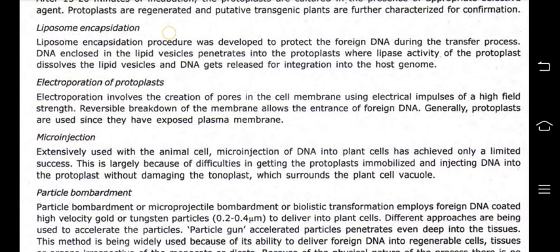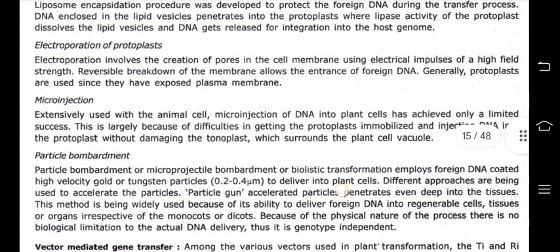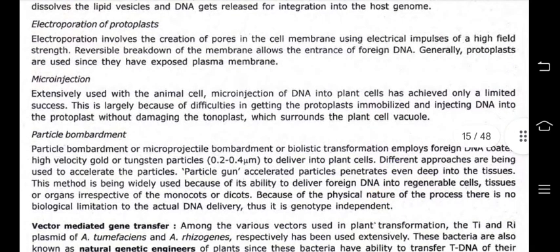Electroporation involves the creation of pores in the cell membrane using electrical impulses of a high field strength. Reversible breakdown of the membrane allows the entrance of foreign DNA. Generally, protoplasts are used since they have an exposed plasma membrane. Then microinjection, which is extensively used in animal cells. Microinjection of DNA into plant cells has achieved only limited success. This is largely because of difficulties in getting the protoplasts immobilized and injecting DNA into the protoplast without damaging the tonoplast, which surrounds the plant cell vacuole.